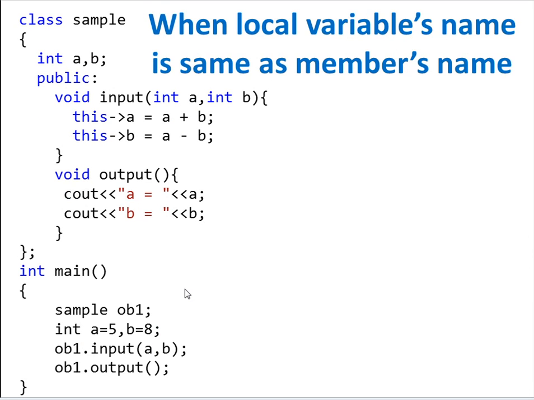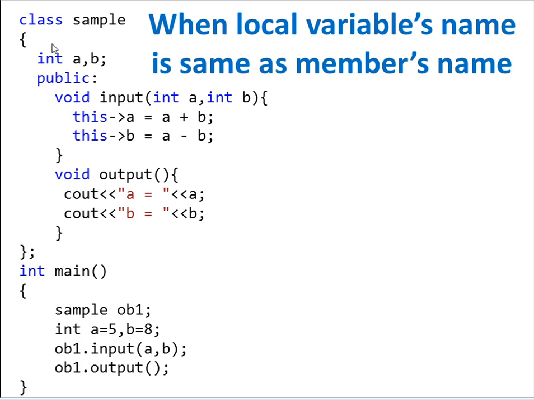Now the first case is when a local variable name is the same as a member name. Local variable means here in the main function or main program, int a equal to 5 and b equal to 8 are used. These are local variables, and they are the same as the member names. Member names are a and b. Also here we are passing a and b. So to avoid confusing the compiler, we are using this. This means it is related to the object of the sample class. So it properly assigns the object's a value and b value and is not confused with the local variable.